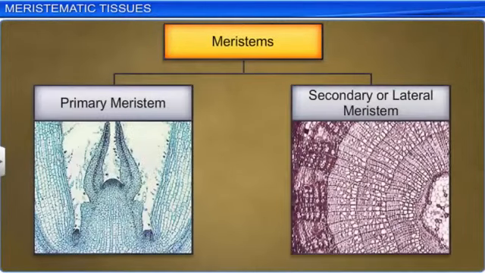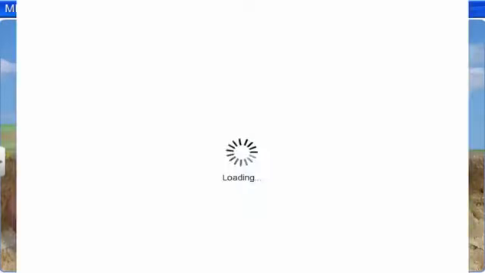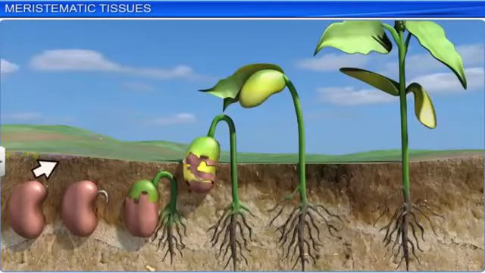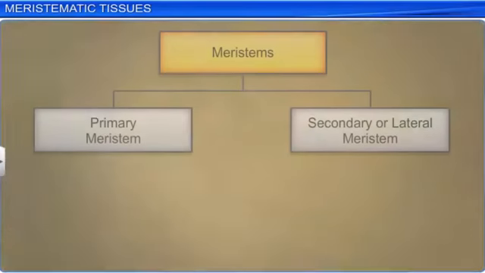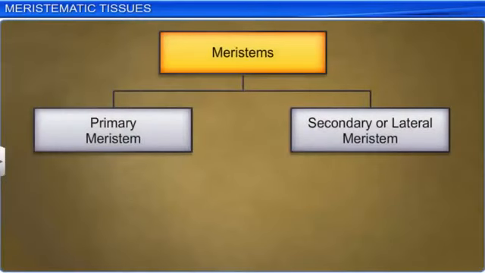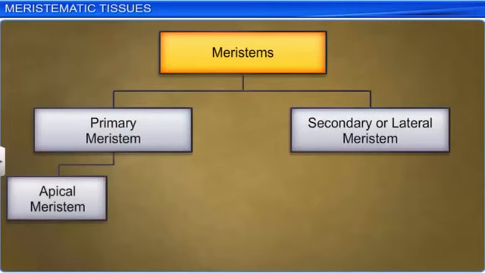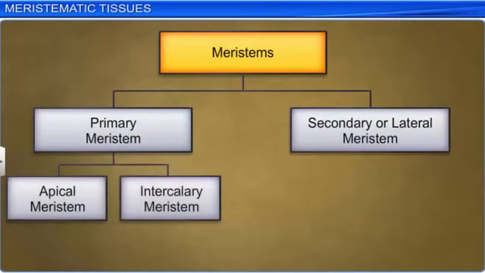There are two basic types of meristems: primary and secondary. Primary meristems help in the development of the primary plant body. They are present throughout the life of the plant. Primary meristem can be further divided into two types: apical meristem and intercalary meristem.